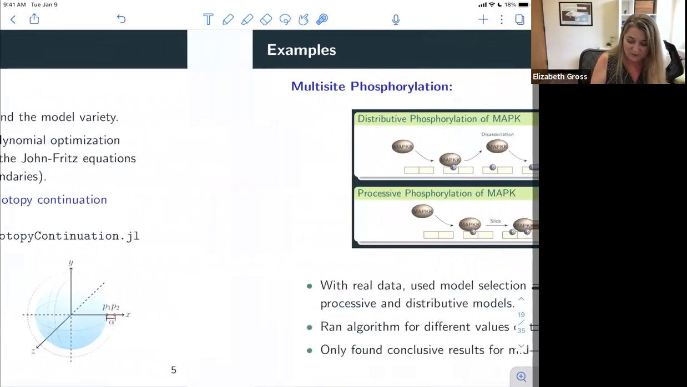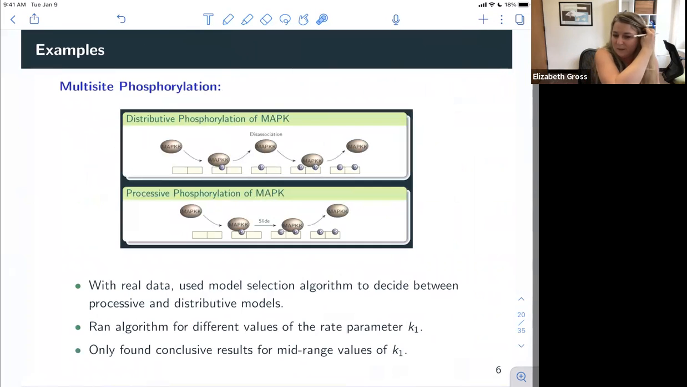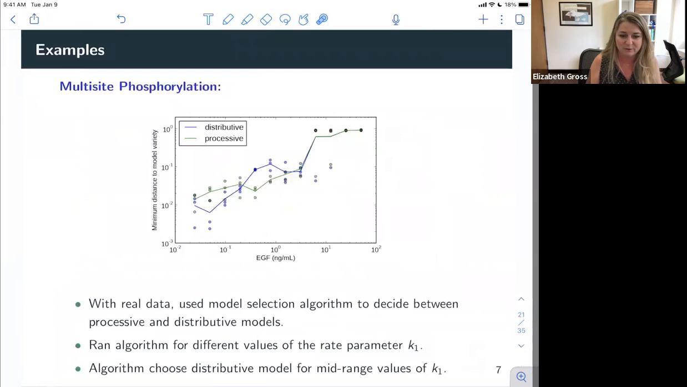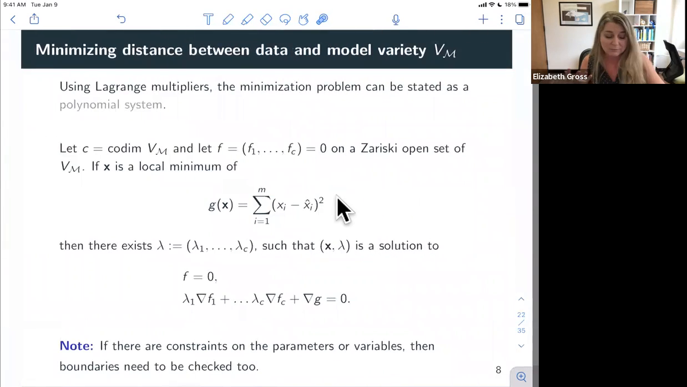And so just to give you a sense on the biological models, we were able to actually use some real data and use this model selection algorithm to decide between two different models of phosphorylation, and you do see some nice results. And so this is running it over and over again for different parameter values, and this is the output. So we've had some success using a numerical algebraic geometry approach to model selection. And so now we want to try to use that same approach, but for these Gaussian mixture models. And we're not going to be able to use the same approach out of the box.